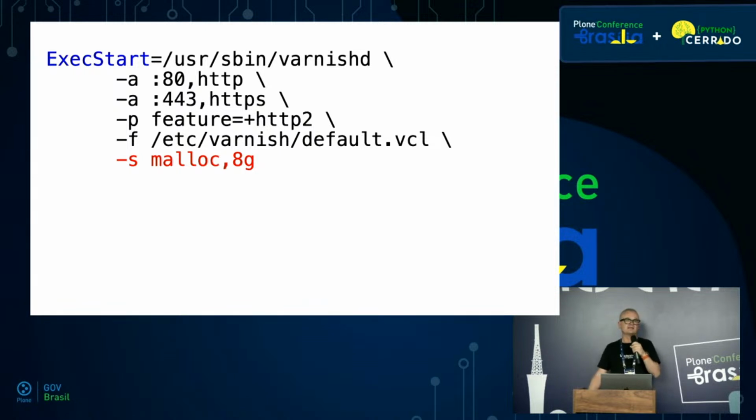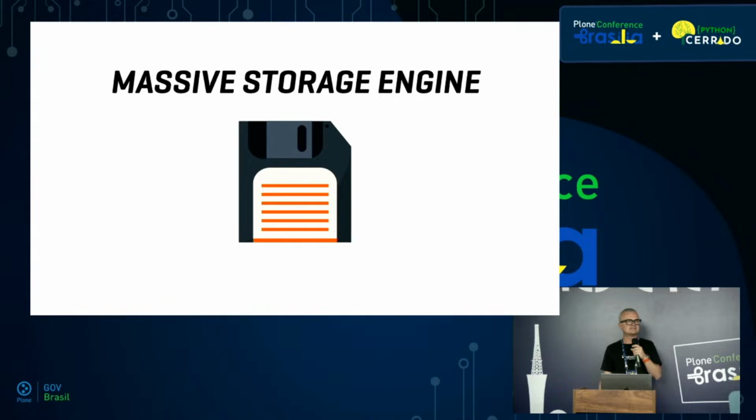What we also recommend, if you're doing this at super large scale, so I think the average Plone website will do with these kind of things. If you want to really take it to the next level, not just in terms of storage, but also management of memory, you could switch it up to MSE, which is short for Massive Storage Engine. And it's an engine we use at Varnish Software, the name's pretty obvious, right? To do very large storage.